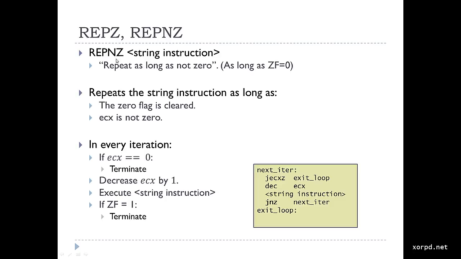REP-NZ actually means repeat as long as not 0. This is a good way to remember it. The NZ stands for not 0. Maybe another formulation, repeat as long as the 0 flag equals 0. A short summary of what this instruction does: it repeats the string instruction as long as the 0 flag is cleared, and also ECX is not 0.